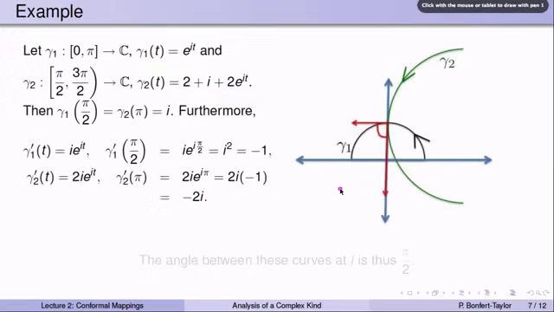Let's look at an example. Suppose gamma 1 is given by gamma 1 of t is e to the it. So again, that's a circle, and we're letting t run from 0 to pi. So you get this curve right here, this curve gamma 1 right there. Gamma 2 is also of the form 2 plus i plus 2 e to the it. So it's also a circle.